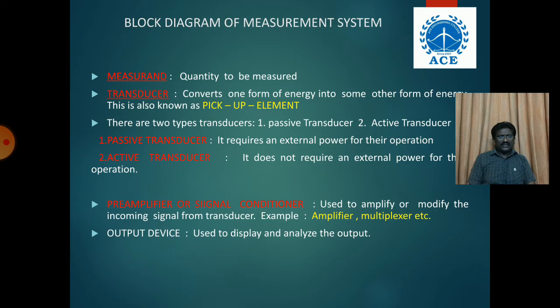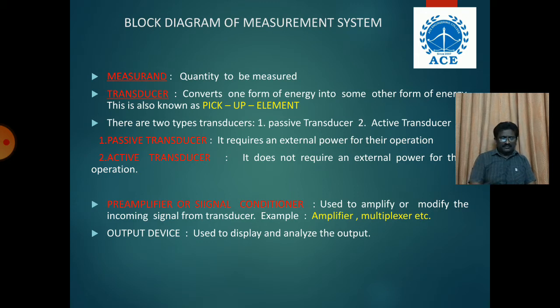Here I am taking 2 types of transducers, passive transducer and active transducer. The passive transducer requires an external power for its operation. Examples: resistive transducer, capacitive transducer and inductive transducer. An active transducer does not require an external power for its operation. Actually these are self-generators. Examples: piezoelectric material and photovoltaic cell. So these are the self-generators.